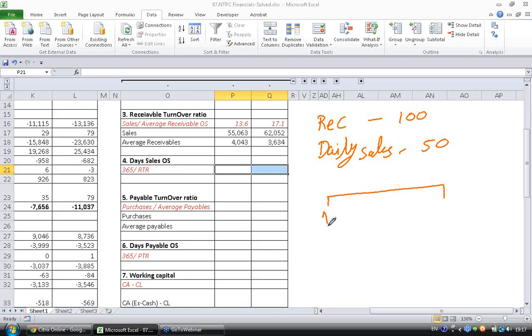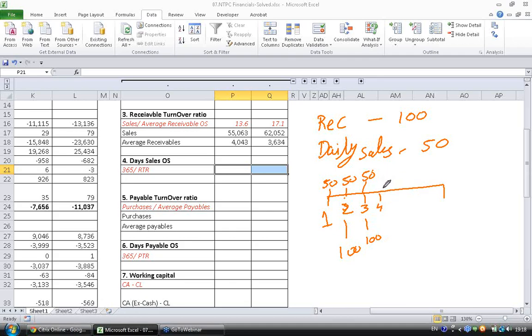On day one, let's say the company starts business only now. On day one, they sell goods worth 50 and they do not collect it. On day two, they sell another goods worth 50 and they do not collect it. So at the end of day two, their total outstanding receivable is 100, 50 plus 50. On the third day, they make sales of 50, but they are collecting whatever they sold on the first day. So while the receivables would have increased by 50, they would also decrease by 50 because the first day sales has been collected. So on the third day also, receivable would be 100.